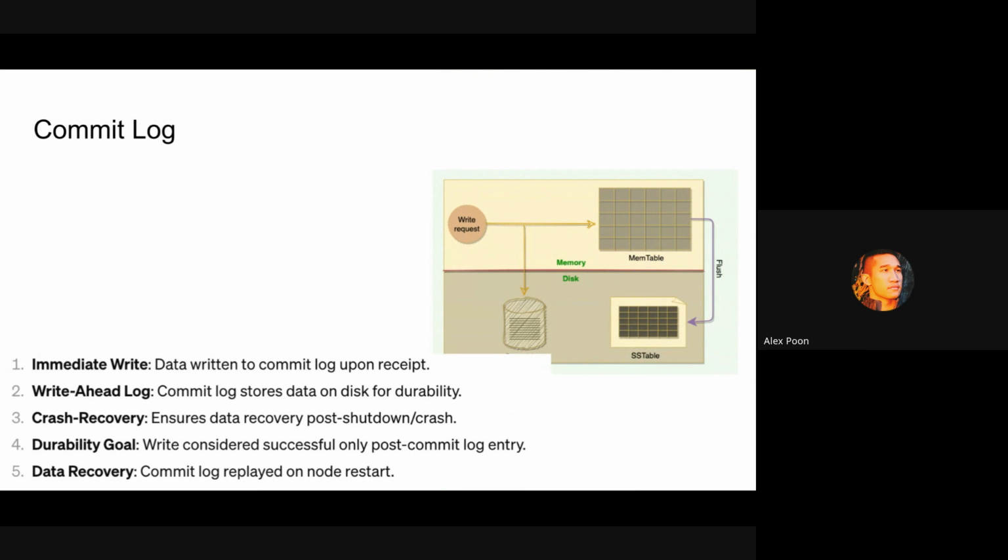So just to rewind a bit, a write will not be considered successful on the node until it's written to the commit log. This ensures that if a write operation does not make it to the in-memory store or the mem table, it will still be possible to recover the data. If we shut down the node or it crashes unexpectedly, the commit log can ensure the data is not lost. That's because if the node restarts, the commit log gets replayed.